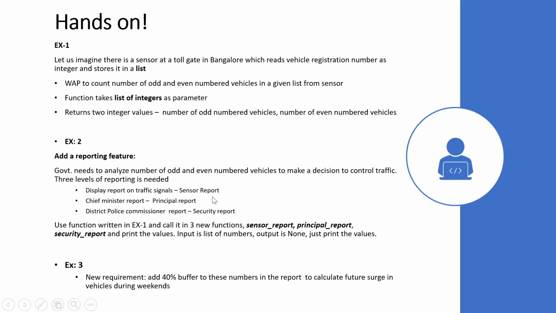One report is a sensor report, which is displayed on a traffic signal or at the toll gate. So these are the number of even and odd number vehicles today. There is also a report given to the chief minister, which is a different module, and a security report given to the district police commissioner. These two people are the key people who make the decision in this case. So you need to write three different functions: sensor report, principal report, and security report.